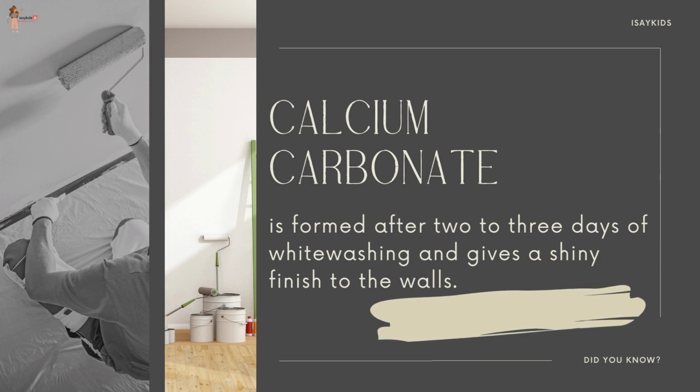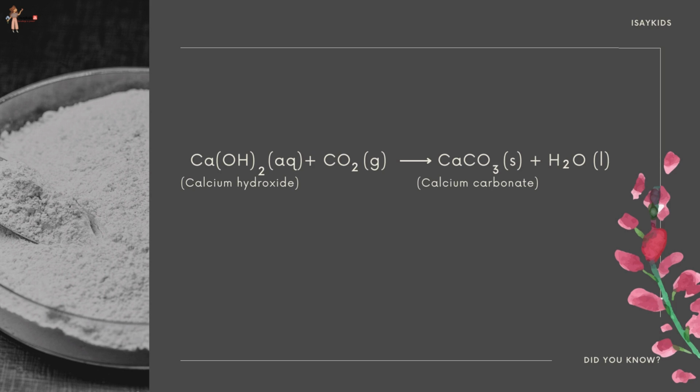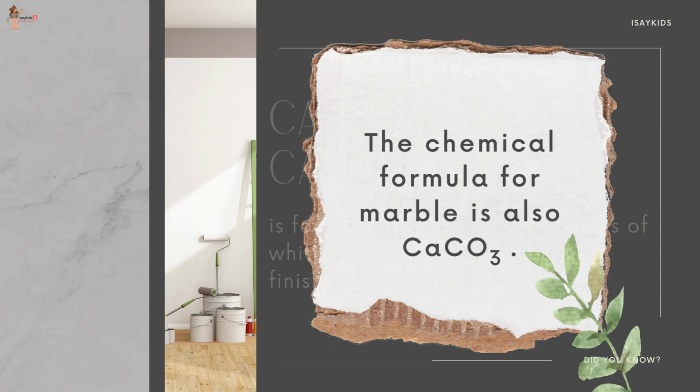Calcium carbonate is formed after 2 to 3 days of whitewashing and gives a shiny finish to the walls. The chemical equation would be Ca(OH)2 plus CO2 gives CaCO3 plus H2O. It is interesting to note that the chemical formula for marble is also CaCO3.